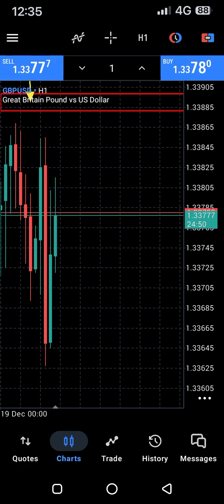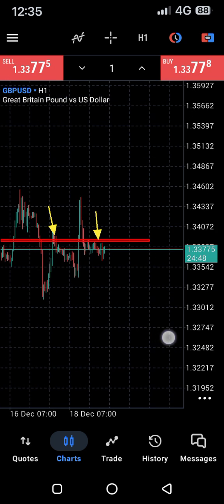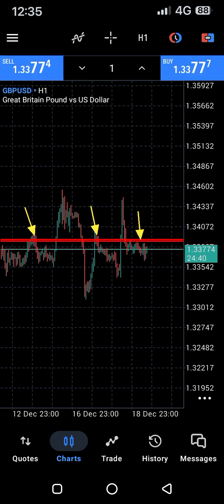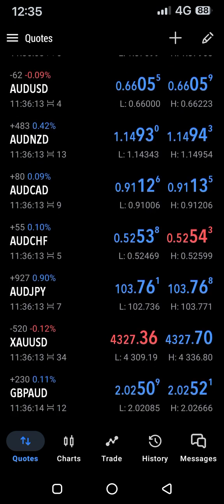Most of you guys, you have to learn to be patient. There is no entry here. Price is just consolidating. You have to wait for price to come above the area, then you take your entries. Here it's a bit noisy, so you don't have to be scared. We wait for the setup to come.